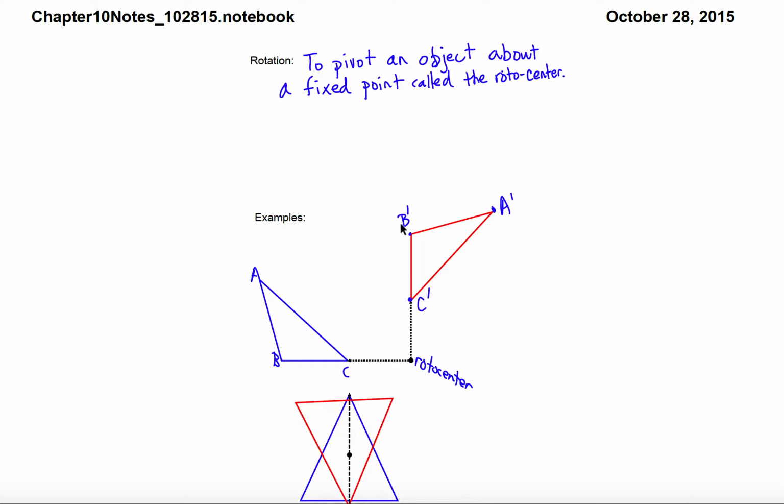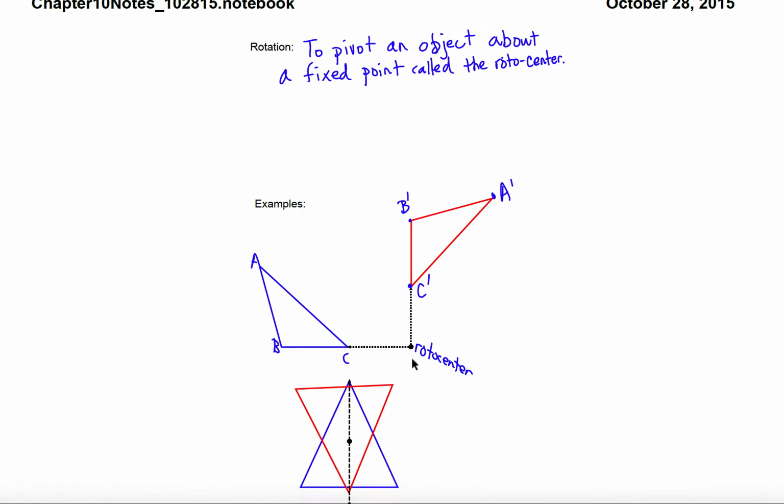This point A is now over here. We call it A prime. This point B is in this location. We'll call it B prime. And this point C is called C prime. This rotocenter is outside the object. You can kind of think of it as if you took a piece of paper and rotated it around a different point.